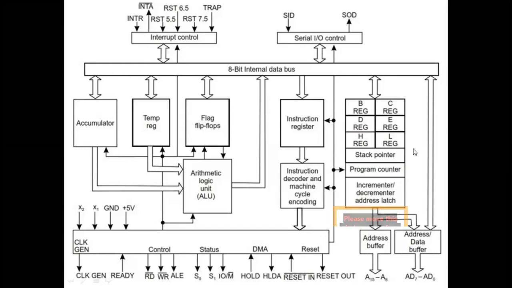Hi students, in this video we are going to discuss the architecture of the 8085 microprocessor. To start with, the microprocessor has some general purpose registers, temporary registers and special purpose registers. So we'll start with the general purpose registers. There are 6 general purpose registers, namely B, C, D, E, H and L.